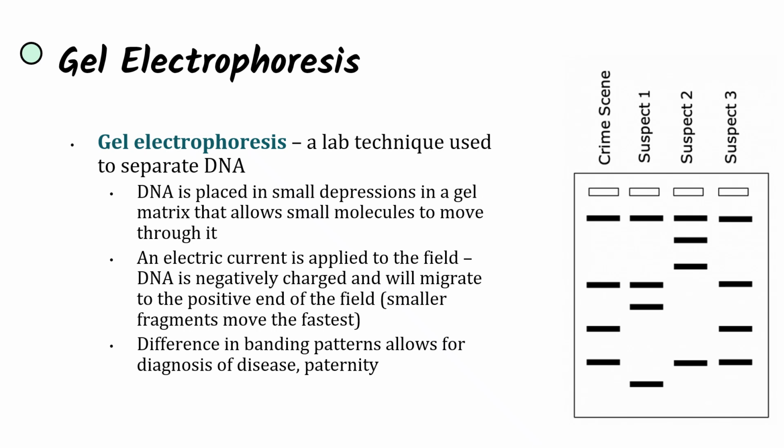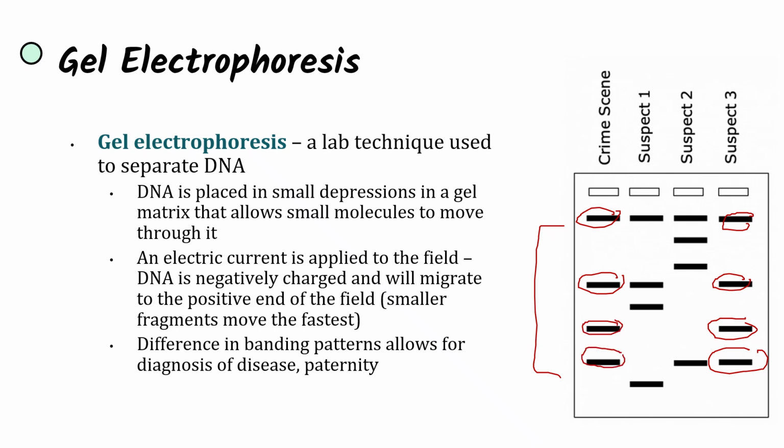And this results in banding patterns, and the differences within these banding patterns allows for diagnosis of disease, to determine who the parents of a child are, and also for crime scenes. So if we look here, we have DNA collected from a crime scene, and we also have DNA of a few suspects. You can see that suspect 3's banding patterns match up with the crime scene's banding patterns, the DNA found at the crime scene.